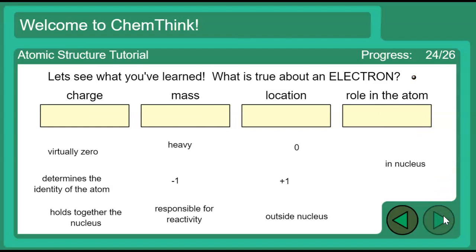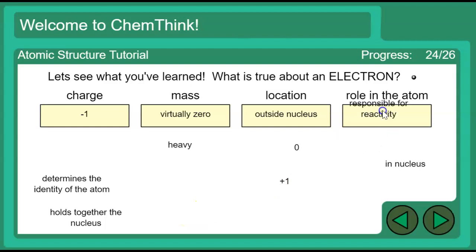And last but not least, let's see what we know about an electron. All right, the charge of an electron, negative, -1. Mass, almost none. So remember, they're really, really light and contribute almost no weight or mass to the atom. Location, aha, outside the nucleus. And its role in the atom, aha, responsible for reactivity. Now, that's some fancy wording there, but basically what that means is it allows it to interact or react with other elements. And again, we'll spend more time talking about that.